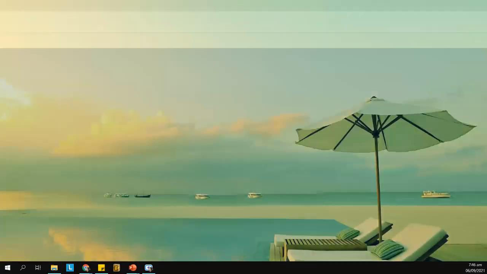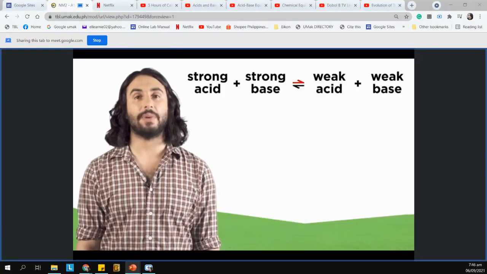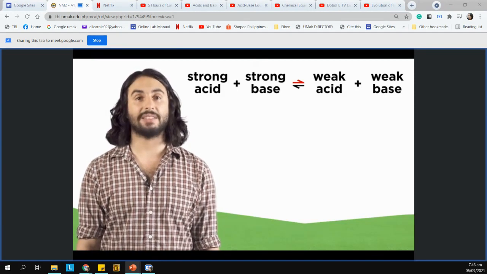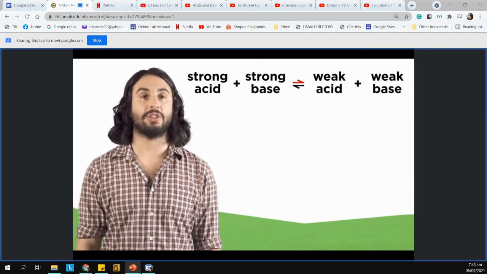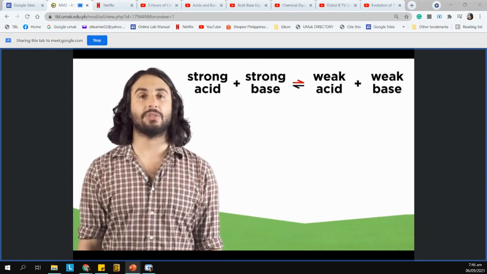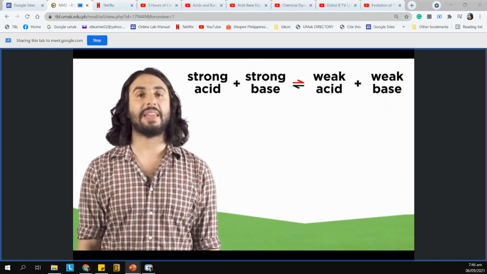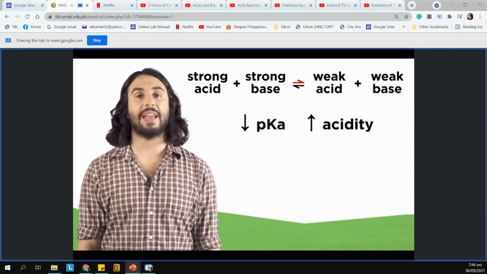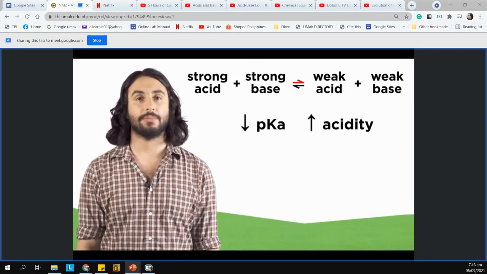In an acid-base equilibrium, the side with the weaker acid-base pair will always be favored. This is because the stronger acid or base will have a greater tendency to react and generate the weaker species. We can tell acid strength by looking at an acid's pKa. The lower the pKa, the stronger the acid.